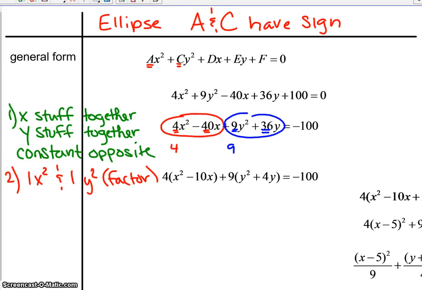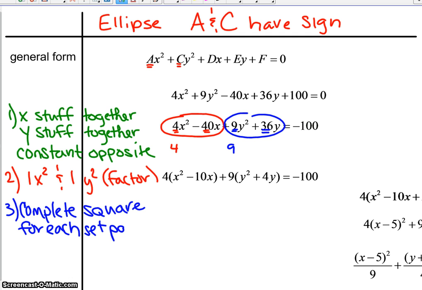Because again, we're talking about completing the square. So that's my next step, is to complete the square in the parentheses for each set of parentheses. If you remember, what we're doing is taking half of this, so 5, and then squaring it. And I'm going to add 25. In here I'm going to take half of 4 and get 2, square it, and it becomes 4.